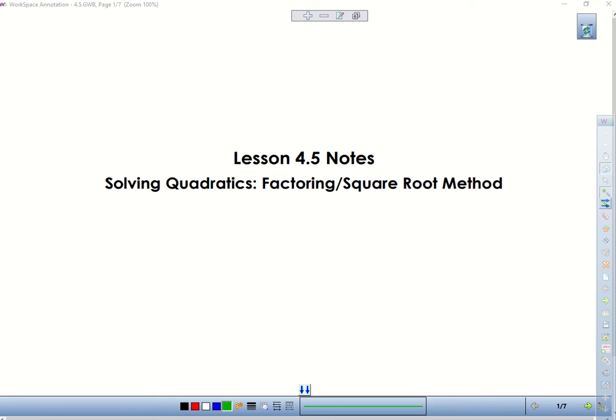So today we are going to be doing 4-5, which is going to be solving quadratics via factoring and square root method. A lot of the methods we're going to be using to factor today are ones we've already learned, and we're just going to be adding in one extra step.